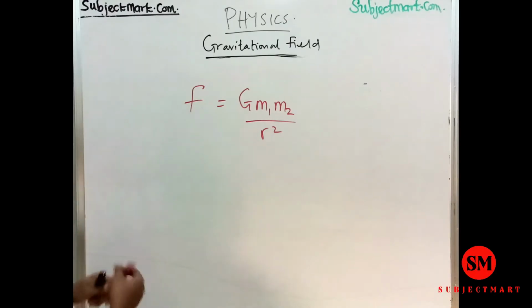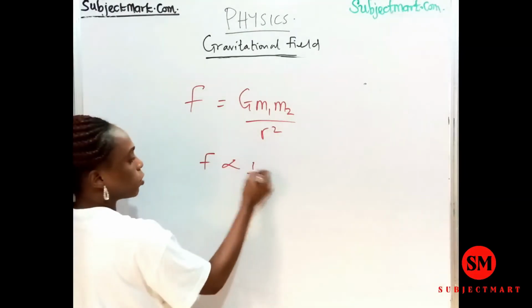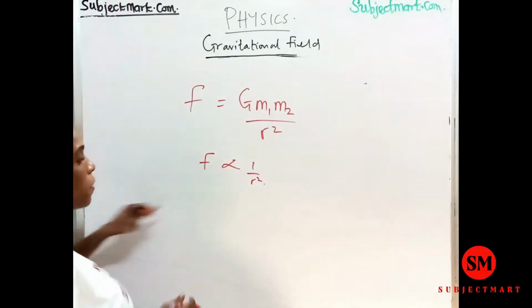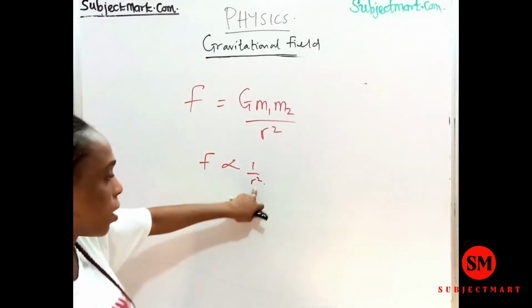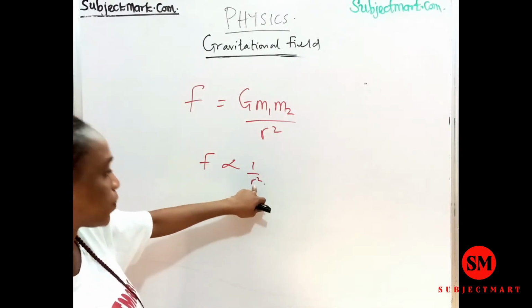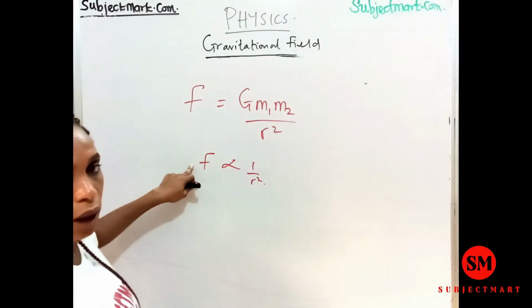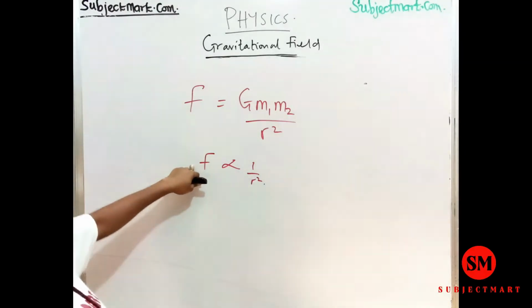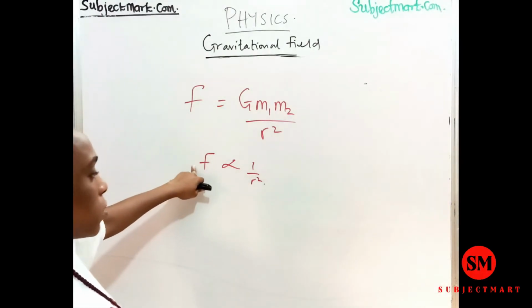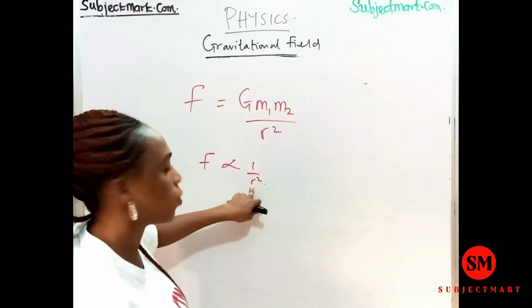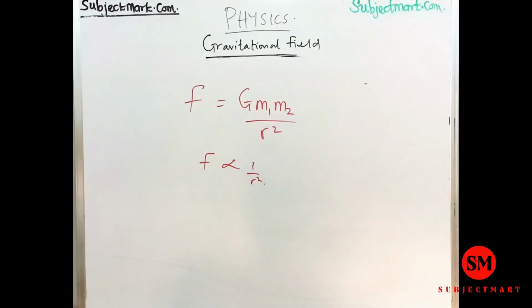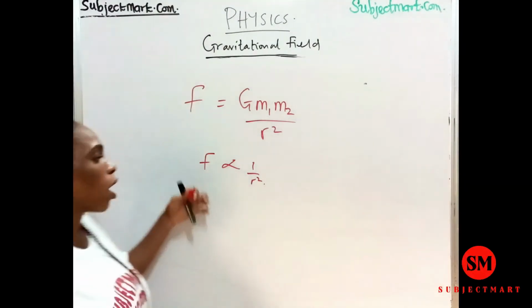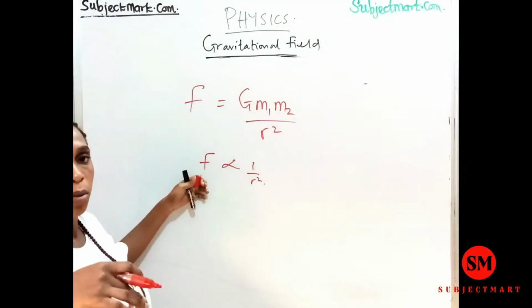I don't know if you understand, because the force is inversely proportional to the square of the distance. So the farther you are from the center of the Earth, the lower the force. The gravitational force decreases when you are farther away from the center of the Earth, and it increases when you are closer to the center of the Earth. And this is what actually happens in the case of rockets.